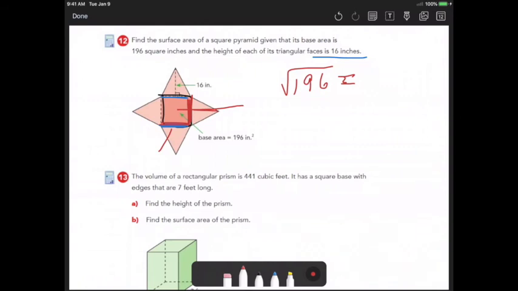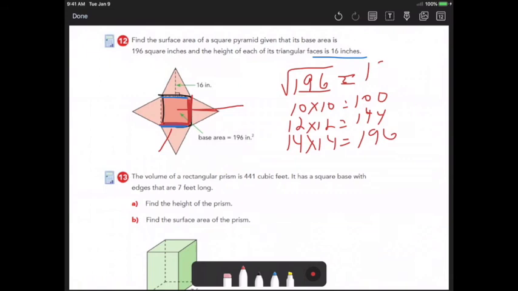So 10 times 10 I'm going to do. So 10 times 10 we know is 100. Yeah, that's too small because I want to get to 196. So try 12. 12 times 12 is 144. Still too small. Let me try 14. So 14 times 14 is, oh, got it, 196. So that means that each base here or side is 14.